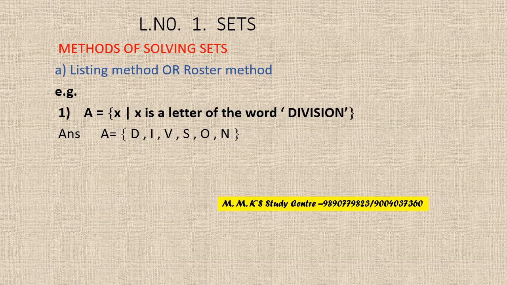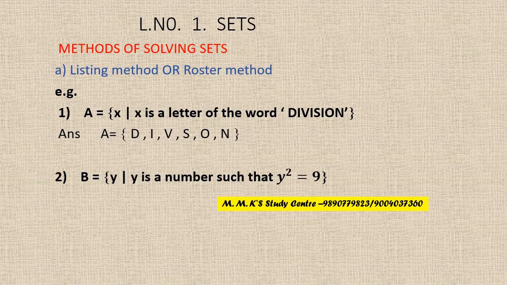Example 2, B is a set of y such that y is a number such that y square is equal to 9. So children, we have to solve the question part, y square is equal to 9. When you take the square root, you will get 2 answers, plus minus 3. So your answer is B equals, in curly brackets, minus 3.